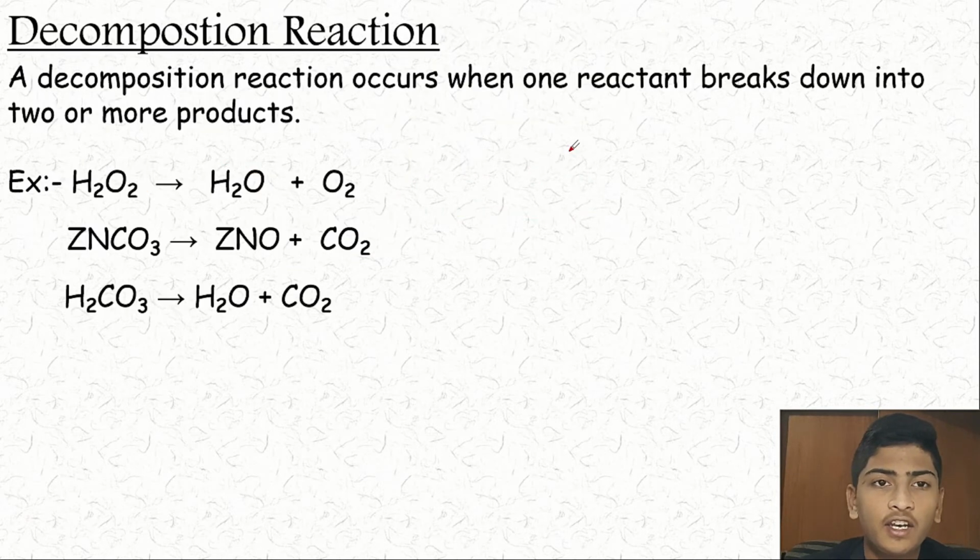Simple. Next, decomposition reaction. It is just the reverse of direct combination reaction. In direct combination reaction, two reactants form one product, and in decomposition reaction, one compound forms two products. That is simple. Here H2O gives rise to H2 plus O2. This equation is not balanced because here there is H2 and here O2. H2 and H2 are balanced, but here oxygen is 2 and here oxygen is 1.